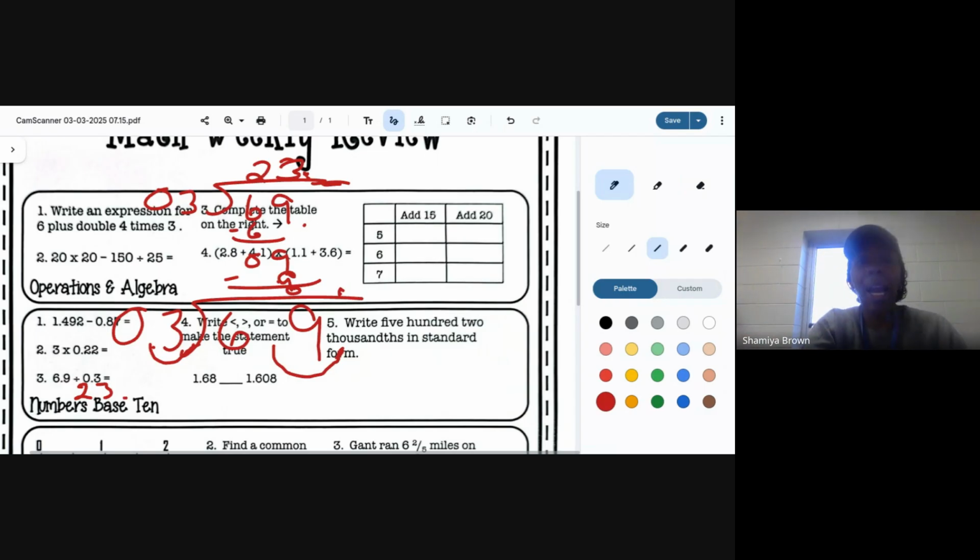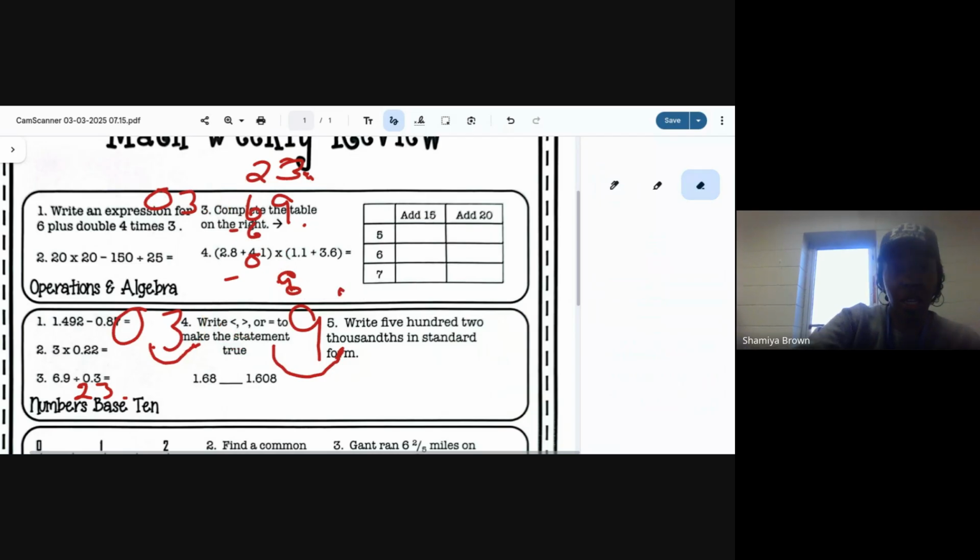My decimal is behind my digit. So the decimal is behind your number. Of course, that's just that number. So my answer is just 23. I don't even have to put the decimal. Okay. That's that one.